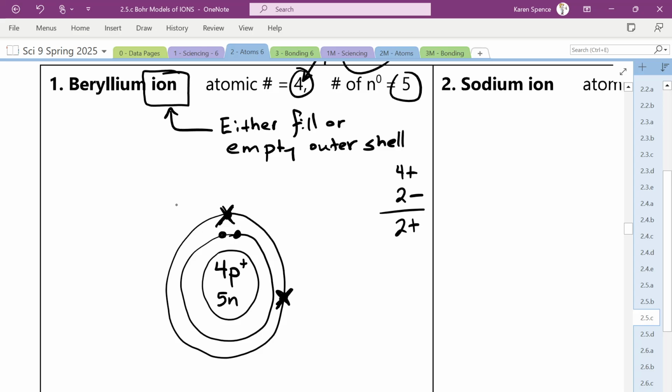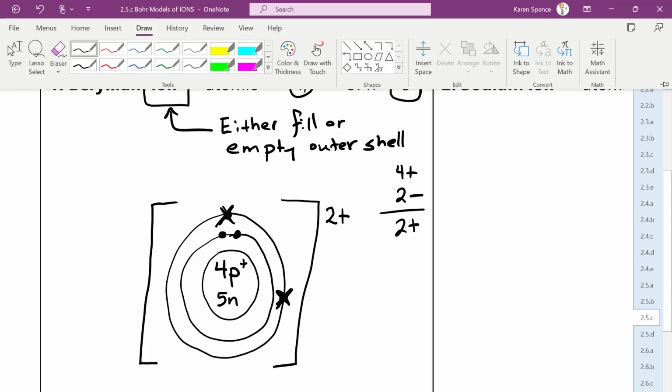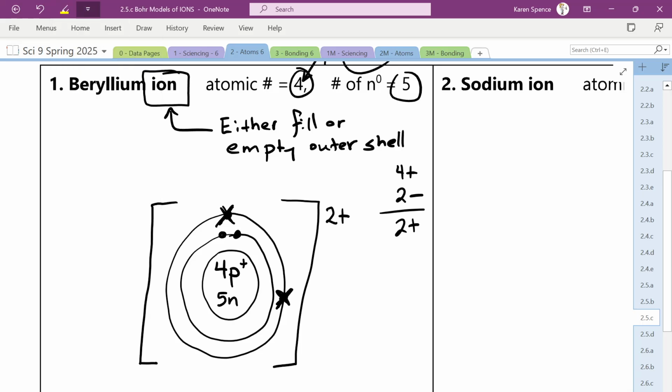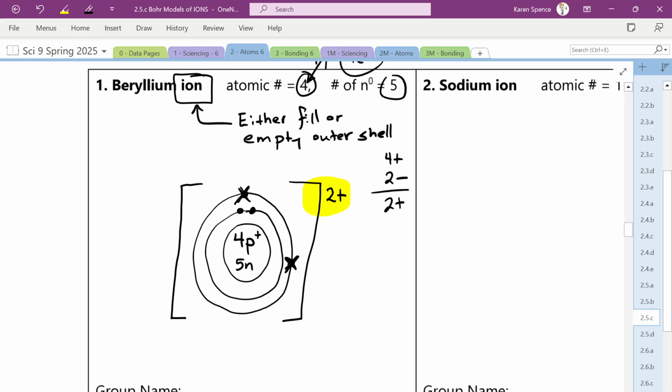So we are going to put square brackets around it, and at the top left corner, we're going to put 2 plus. Okay, and that goes right at the top corner, just like that. We now have a successful beryllium ion. And now we can go down and fill in everything else.